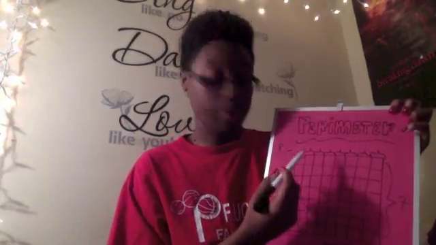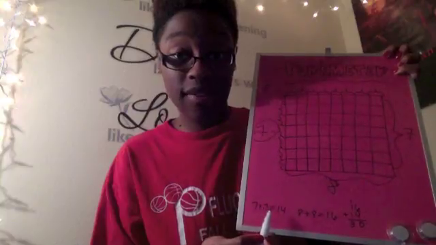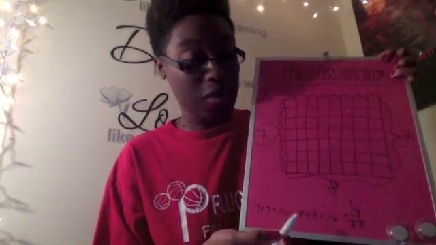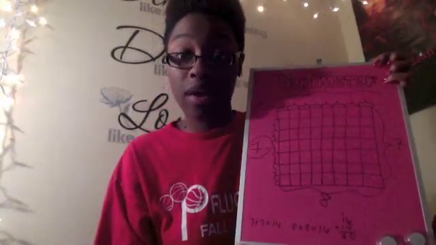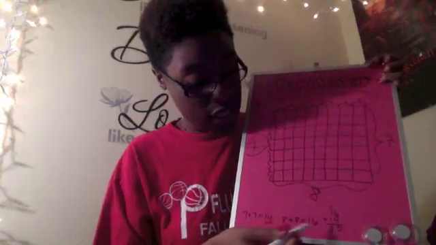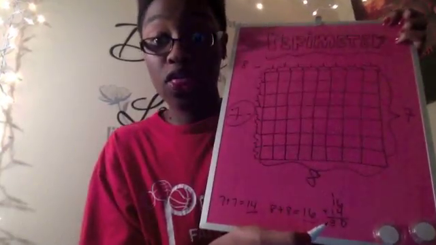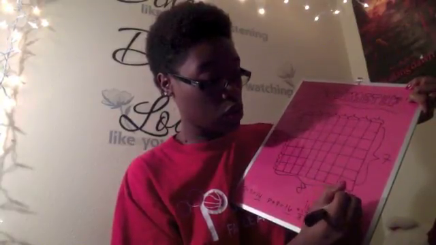How many do we have on the bottom? We have 8. So now all we do is we just count up our numbers. So we have 7 plus 7, which is 14, and we have 8 plus 8, which is 16. So all we do now is we add up those two numbers, 14 and 16, and we get 30. So 30 units would be our perimeter.